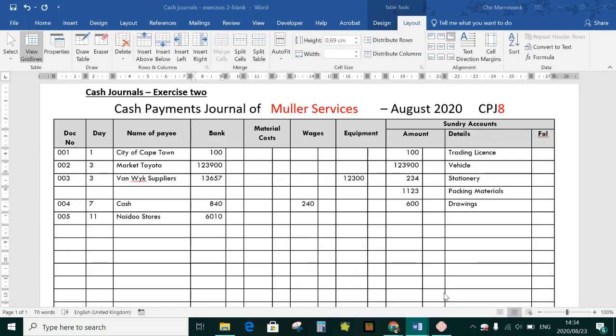So we go to our journal. Under the equipment column, we're able to enter 3,890. That is the total value of our equipment. And our stationery is 2,120. And that goes under sundry because we don't have a column for stationery. And we can move on to our very next transaction.